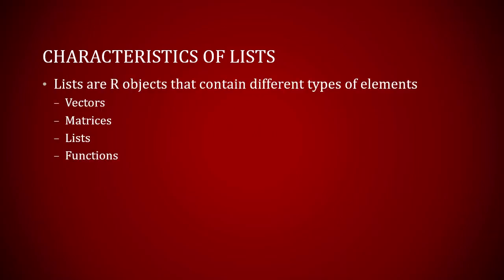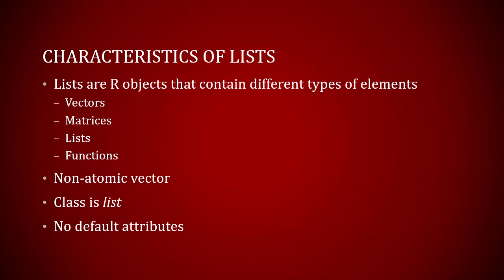The characteristics of lists are that they are objects that contain different types of elements. They can contain vectors, they can contain matrices, they can contain other lists, they can even contain functions. A list can be thought of as a vector of objects, but because those objects can be of different types, it's a non-atomic vector of objects. The class of a list is, wait for it, list. There are no default attributes to a list.